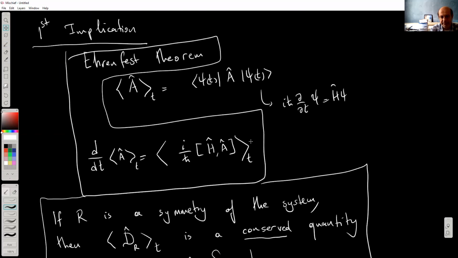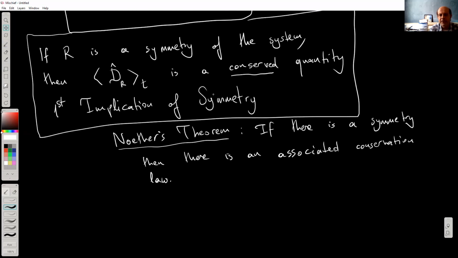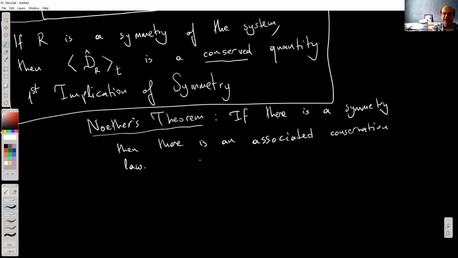This implies that because of the Ehrenfest theorem, the time derivative of the expectation value of the rotation operator is constant. So therefore, this is a conserved quantity, right? As a result, Noether's theorem is very simple in quantum mechanics. If there's symmetry, it is very easy to show that the expectation value of the symmetry operator is conserved, okay? So that's the first implication.